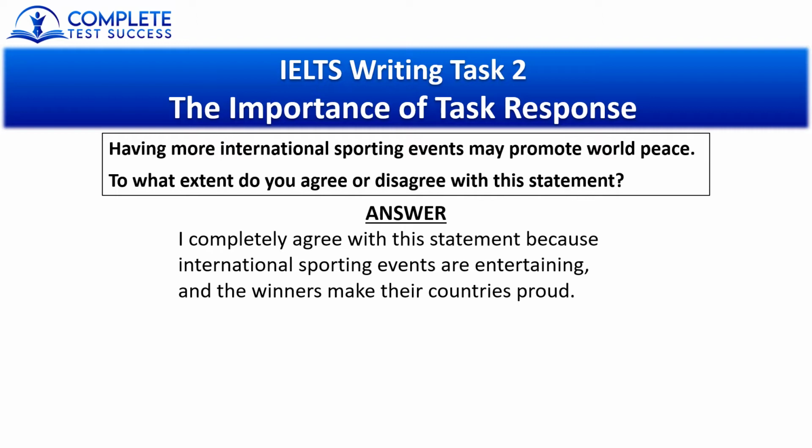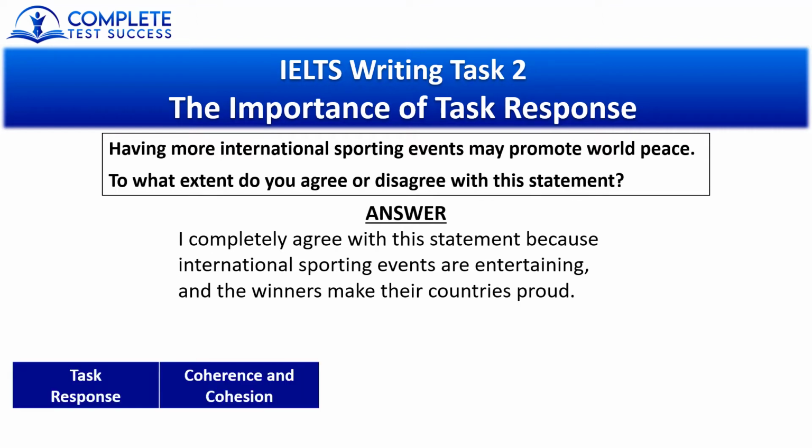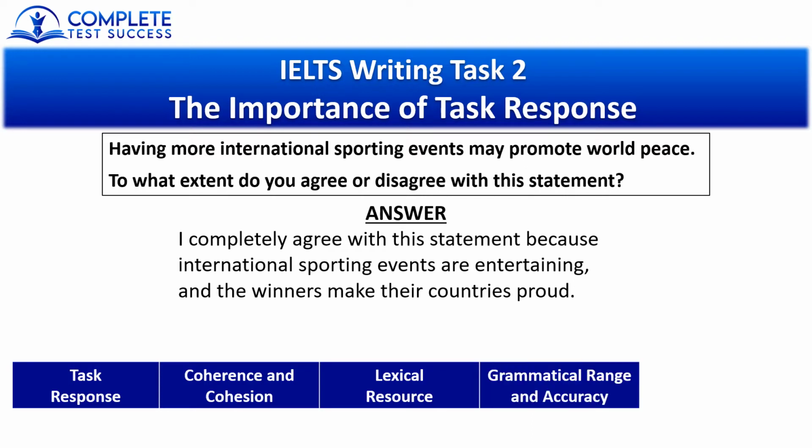Now, the way that your overall Writing Task 2 score is calculated is that you're given one score for task response, one score for coherence and cohesion, one for lexical resource, and one for grammatical range and accuracy. Then the average of these four scores becomes your overall Writing Task 2 score. Let's say, for example, you're aiming for a band 7, and you're able to get a band 7 in coherence and cohesion, lexical resource, and grammatical range and accuracy. So for those bands, you're already at your required level.